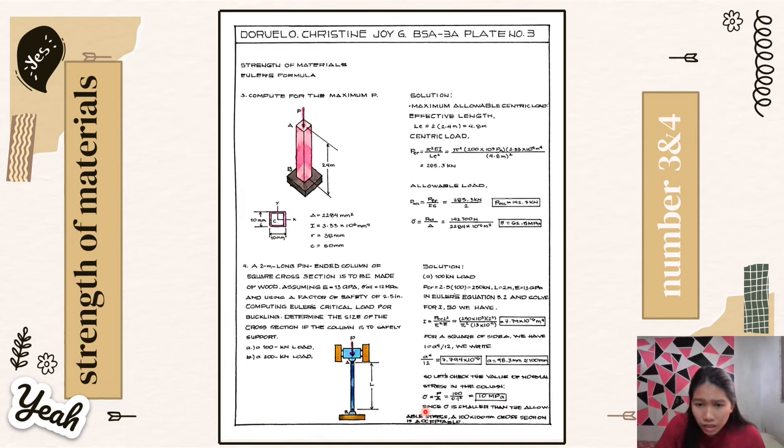So, let's check the value of normal stress in the column. The normal stress is equal to P all over A, is equal to 100 kilonewton over 0.1 raised to 2, is equal to 10 MPa. Since the normal stress is smaller than the allowable stress, a 100 by 100 millimeter cross-section is acceptable. So let's proceed to the continuation of the number.